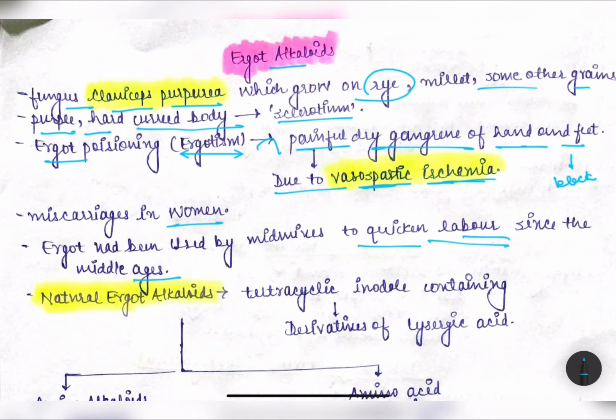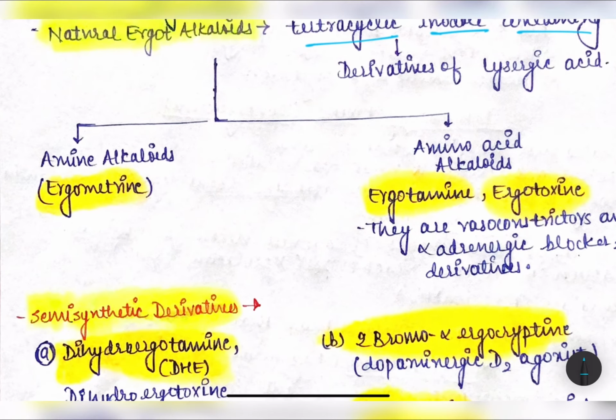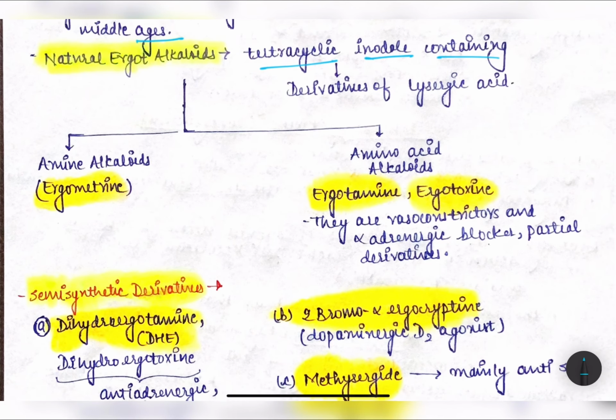So now the natural ergot alkaloids. These are tetracyclic indole-containing compounds, derived from lysergic acid, and they are divided into two types: amine alkaloids and amino acid alkaloids. In the amine alkaloids we have ergometrine, and in the amino acid alkaloids we have ergotamine and ergotoxin. They are vasoconstrictors, they are also alpha adrenergic blockers, and they are partial agonists.